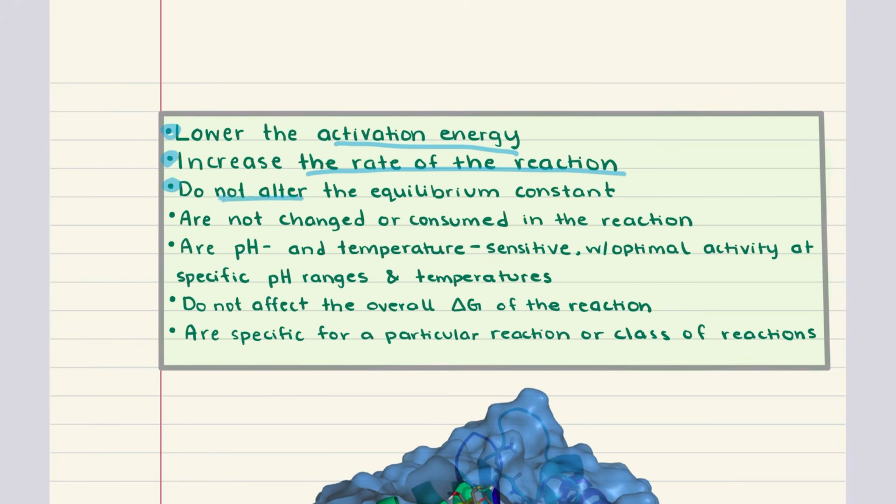Enzymes do not alter the equilibrium constant. The equilibrium constant reflects the ratio of product to reactants once the reaction has stabilized. Enzymes do not shift that ratio. They just help the system reach it more efficiently.